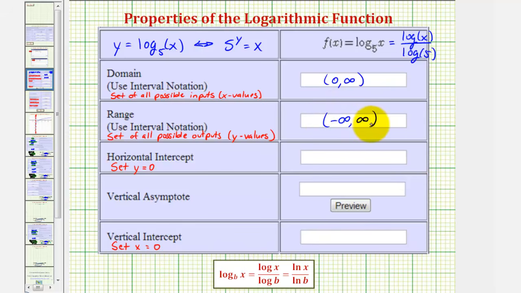our range is all real numbers, or the interval from -infinity to +infinity. And now to find the horizontal intercept, which is the same as the x-intercept, we set f of x or y equal to 0 and solve for x. To do this, we'll use the exponential form.